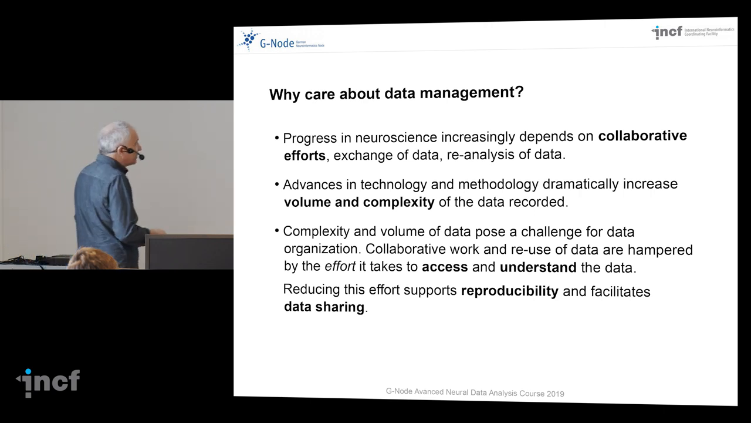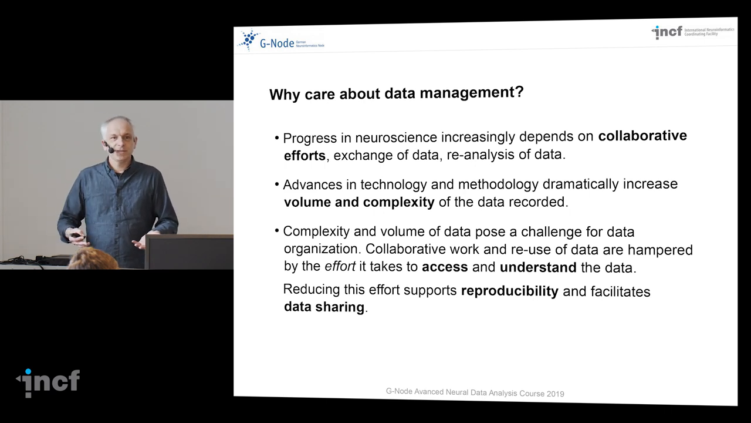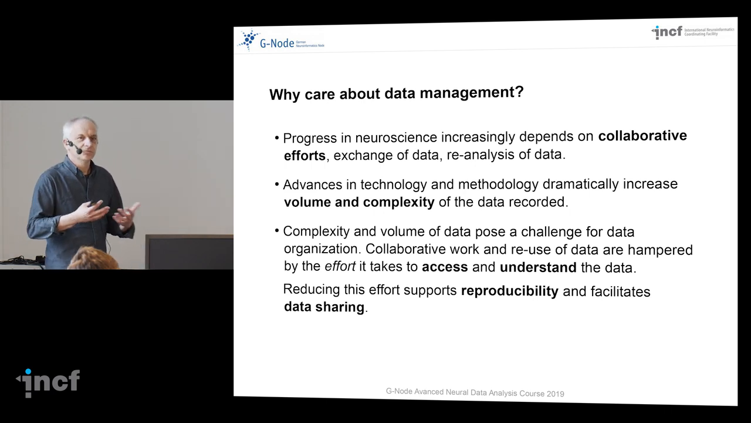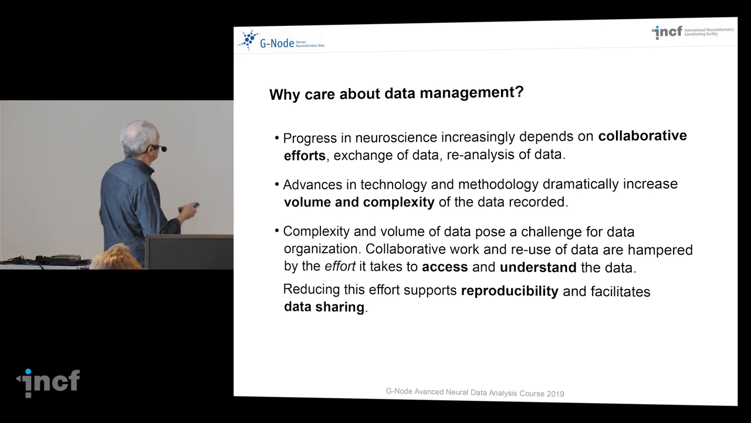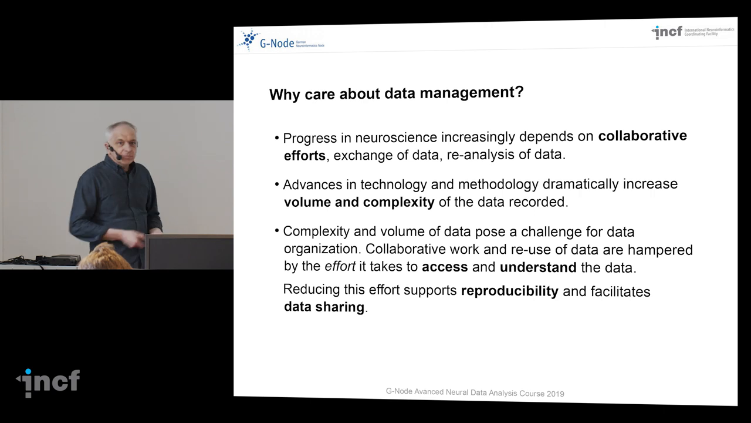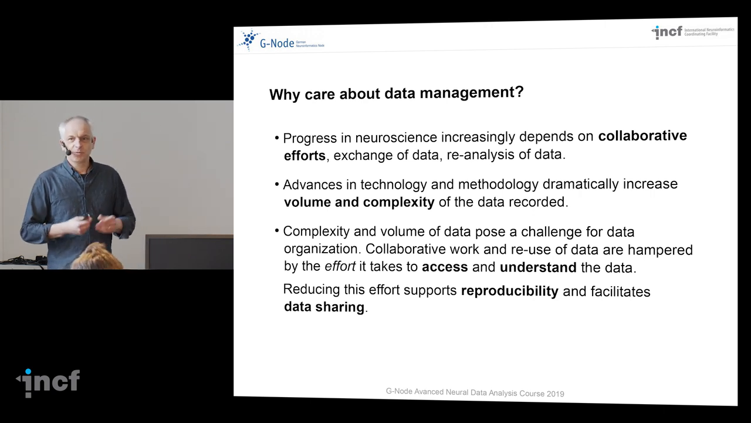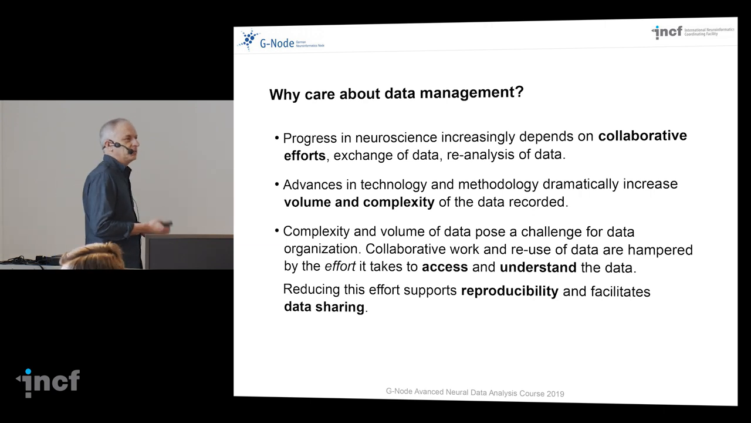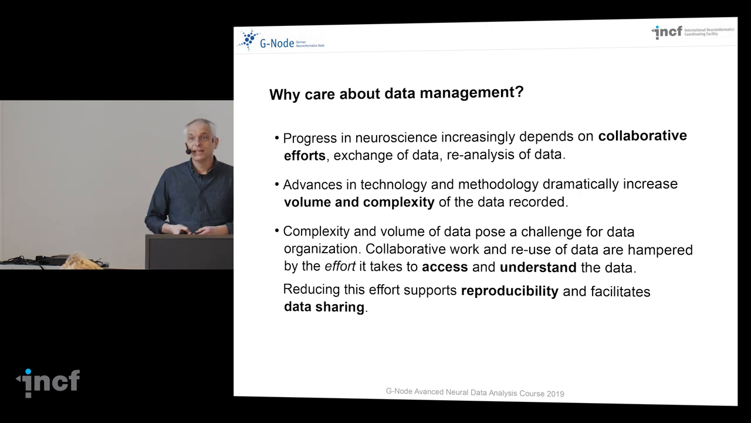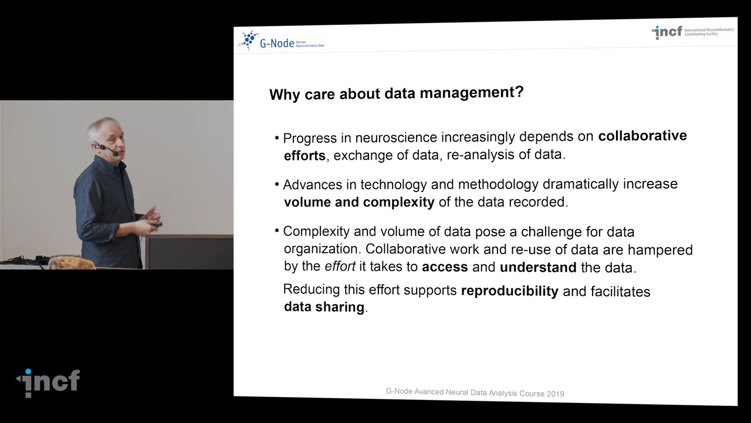We are also very often relying on collaborations with others, so we have to make sure that data is available, and we have to exchange it. The volume of the data that we are acquiring is increasing. Probably all of you are experiencing this: with all the new methods for recording, the volumes of data sets are increasing massively, which also creates a problem in data handling.